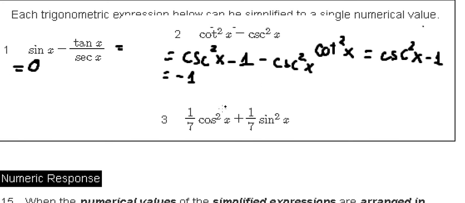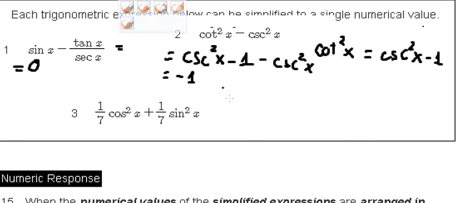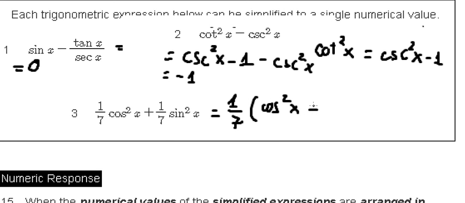answer for number 2. Number 3, we can see that we have 1 over 7, so we can do factorization. And this one that is about 1, so we have 1 over 7.